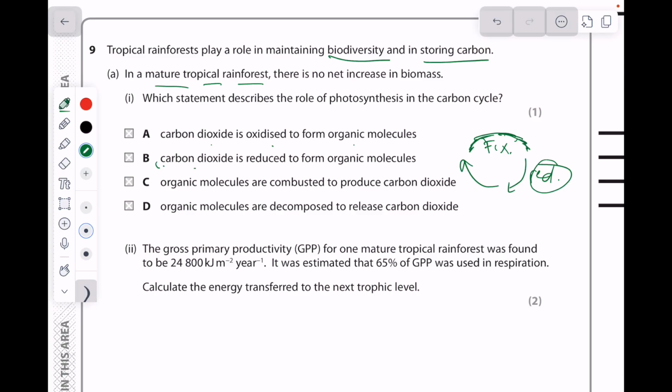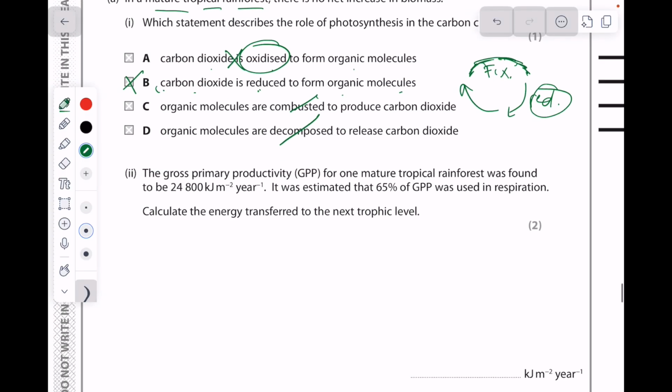So carbon dioxide is reduced to form organic molecules. We're going to go with B, not that one because it's not oxidation. And organic molecules are produced in photosynthesis, so it's not either of these.